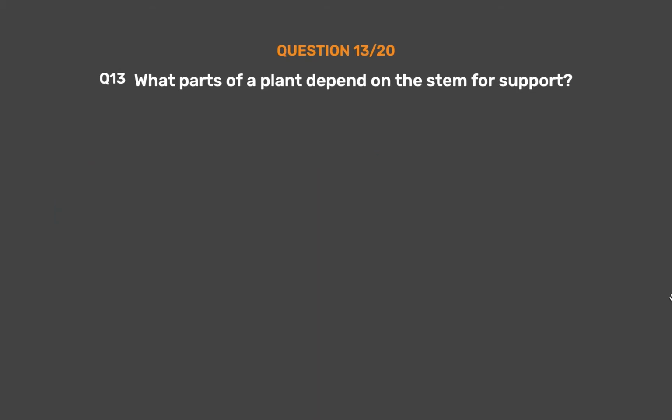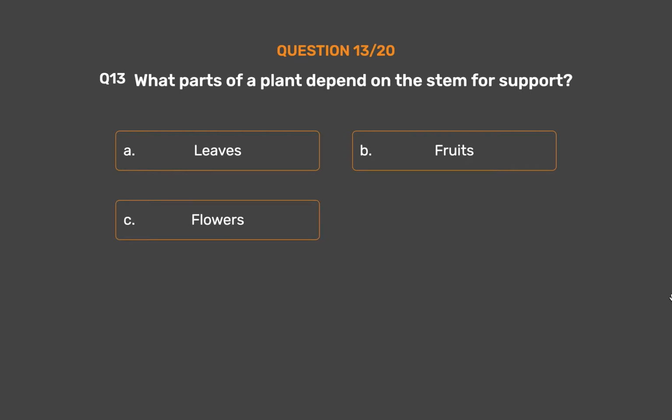Question number 13. What parts of a plant depend on the stem for support? Option A. Leaves. Option B. Fruits. Option C. Flowers. Option D. All of them.